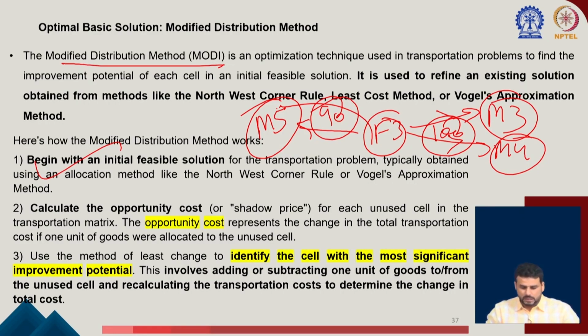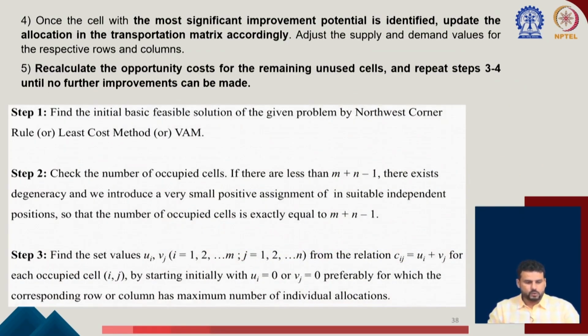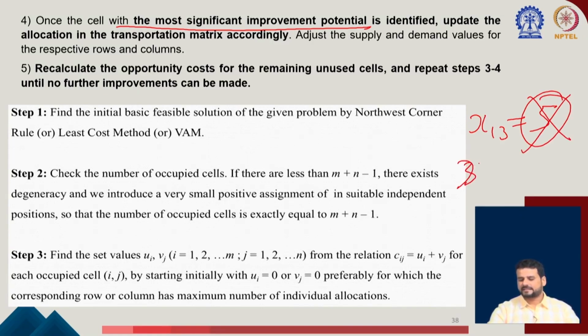So just we will go through. The cell with most significant improvement potential is identified. Update the allocation. If we have done some allocation earlier using the initial basic feasible solution or maybe the MODI method. MODI method also does not give the answer in one iteration. Maybe sometimes you are running more than 5 iterations to get the solution. An iteration means earlier you made an allocation in x13, maybe 5. Now you are deleting it and you are making x23 5, right? So you are reallocating because that is giving you lower cost.